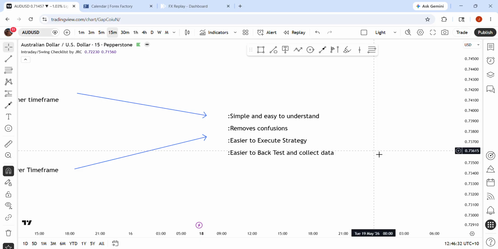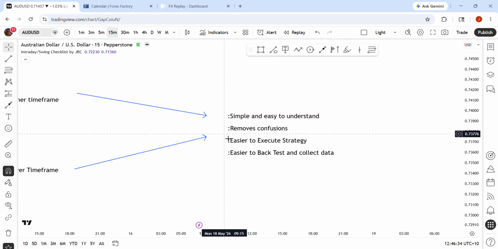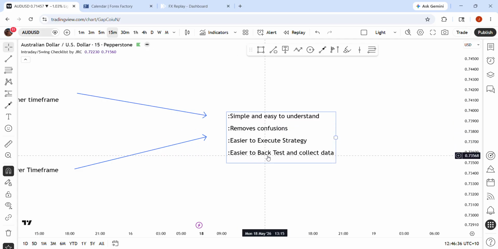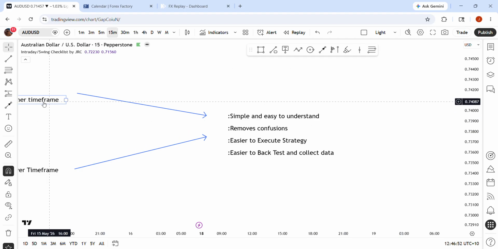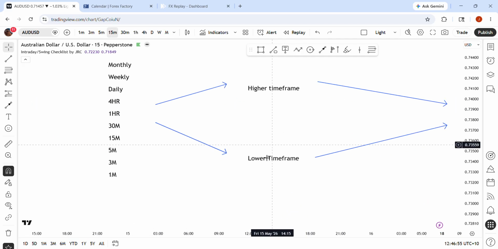And again, it is going to be harder to execute a strategy and harder to backtest and collect data the moment you go to 3, 4, 5 different time frames. So I hope this video helps in terms of multi-time frame analysis and how many time frames you should be using. Like I said, I only use 1 higher time frame and 1 lower time frame.